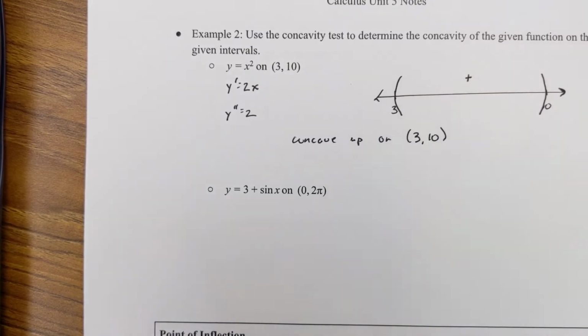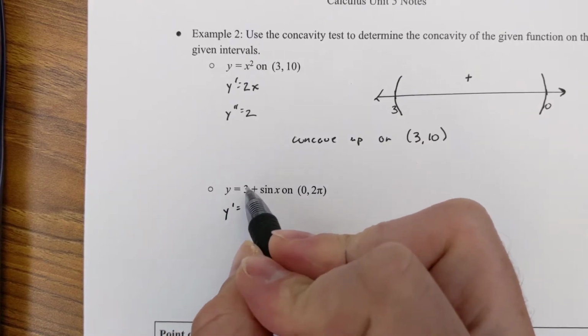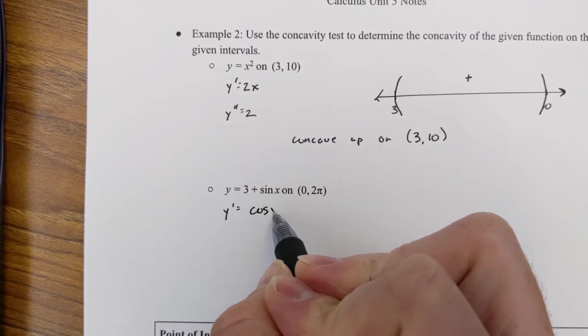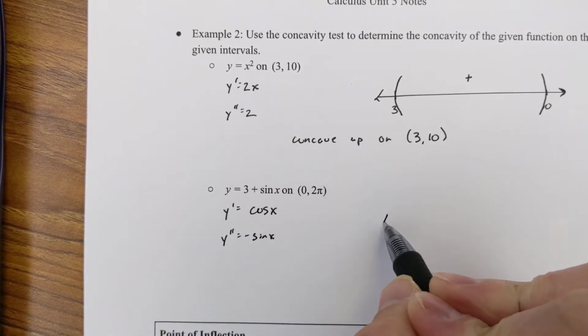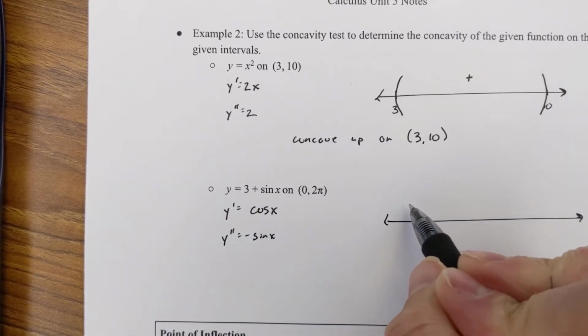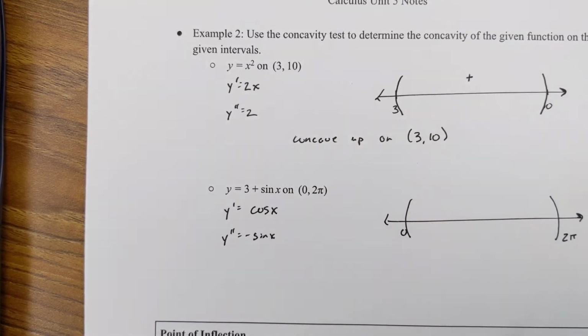So it's concave up on 3 to 10. Similar thing here. First derivative, that goes away. Derivative of sine is cosine. Second derivative would give me negative sine x. So number line, I'm only looking between 0 and 2 pi, so I need any place that the sine is 0 between 0 and 2 pi.